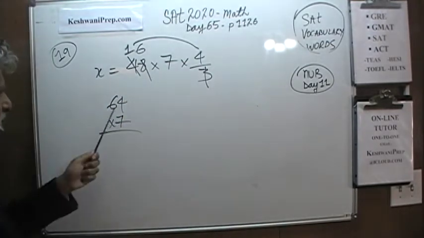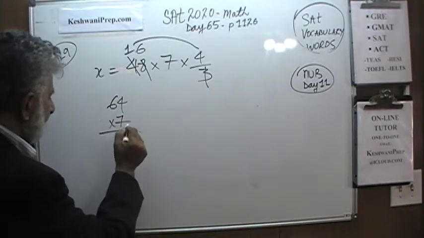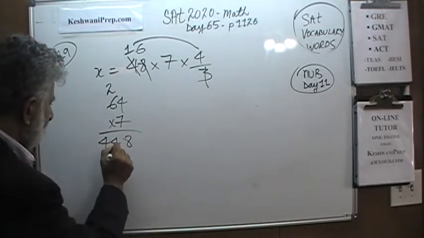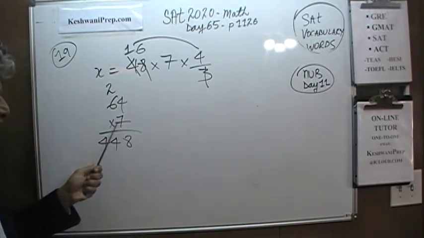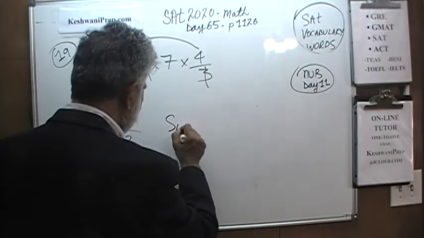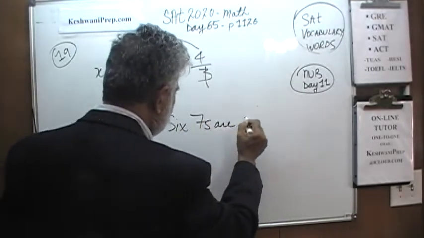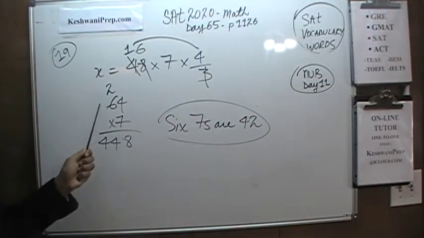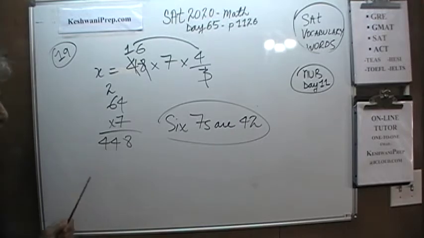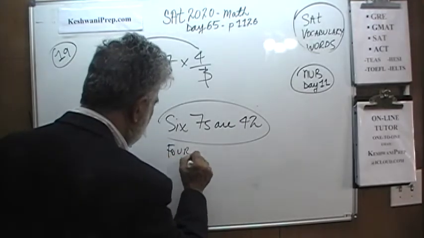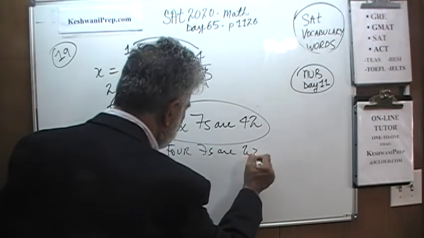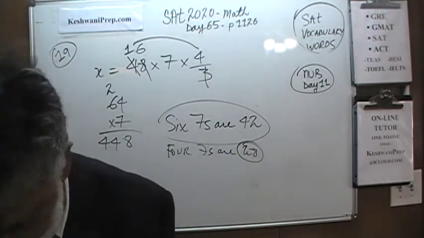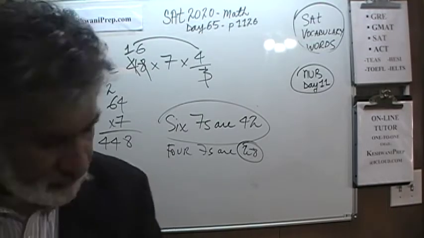Let's do it out, shall we? 7 fours are 28. 8, carry 2. 6 sevens are 42, plus 2 is 44. I hope you understand the language. When I say 6 sevens are 42, that's how one speaks. 6 sevens are 42 plus 2 is 44. 4 sevens are 28. Anyway, 448 is the answer, and that is answer choice C.